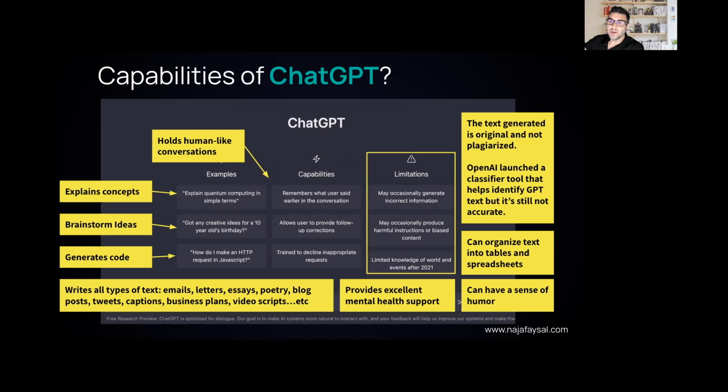So if you're a programmer or aspiring programmer, you could use it to learn and generate computer code in any language you want. It writes all types of text. It provides excellent mental health support. It has a sense of humor, and it can organize large amounts of text into tables and spreadsheets. And most importantly, the text that it generates is considered original. I mean, not necessarily, but it's not plagiarized. If you put it in a plagiarism detector, it will not show as plagiarized.